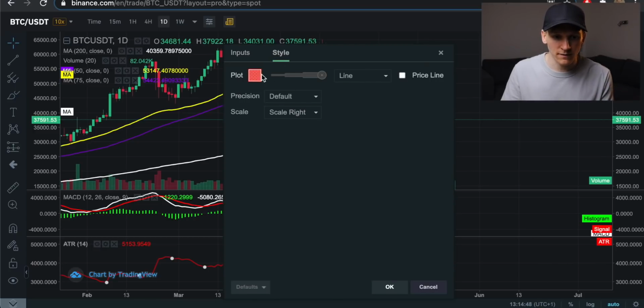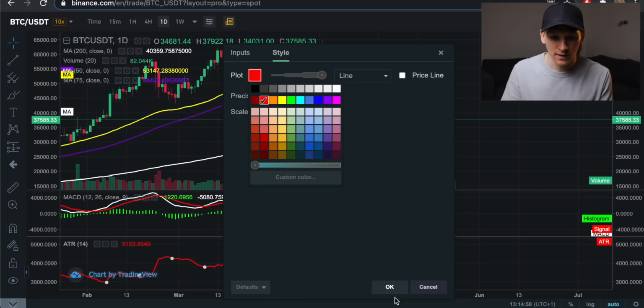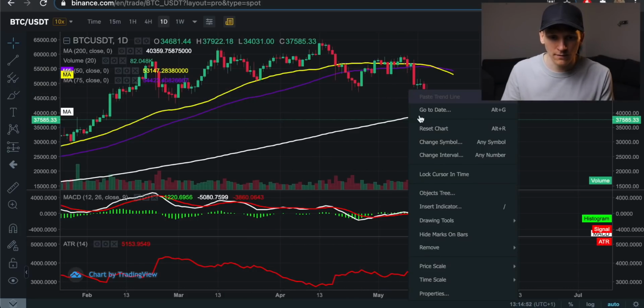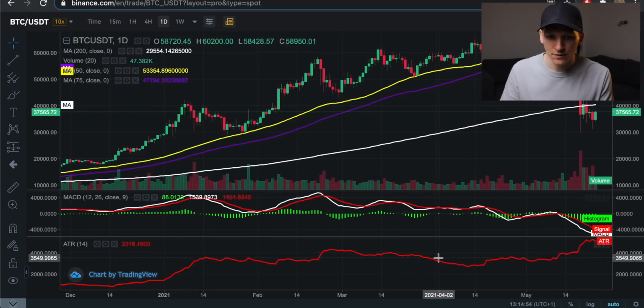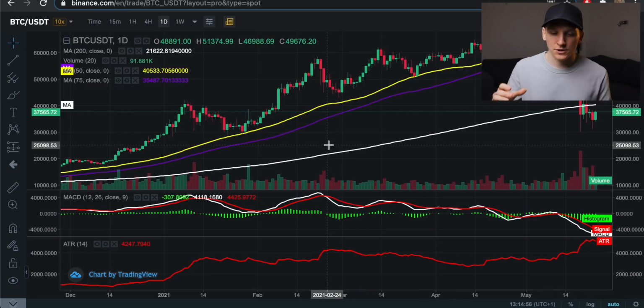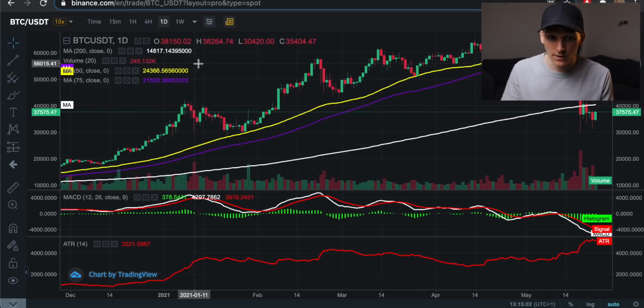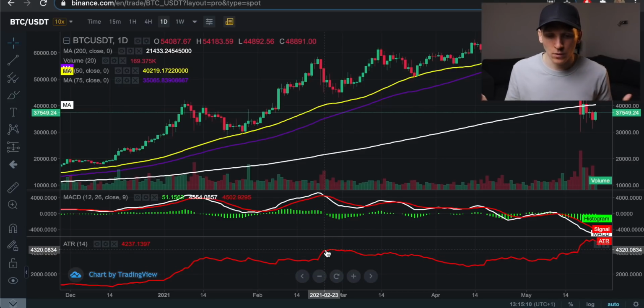And then just make this wider so we can actually see it. And here it is. So let's reset the chart and it shows us exactly how much Bitcoin can move in a day, or you can change it to 4 hours, 1 hour, whatever. So let's just change it down to 1 hour from 1 day. We can see that on a daily basis, Bitcoin can move as much as $4,000 in a day.